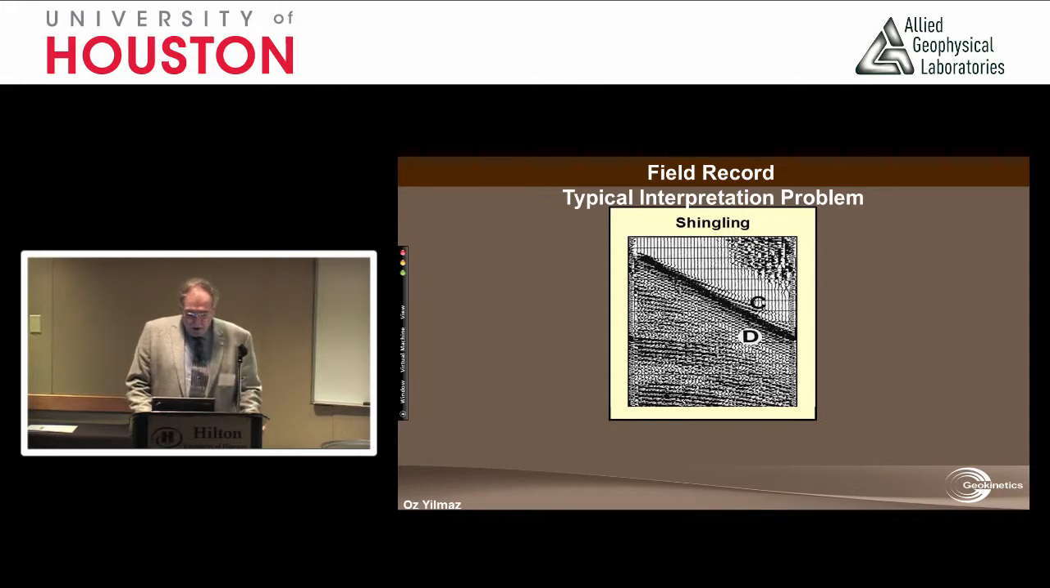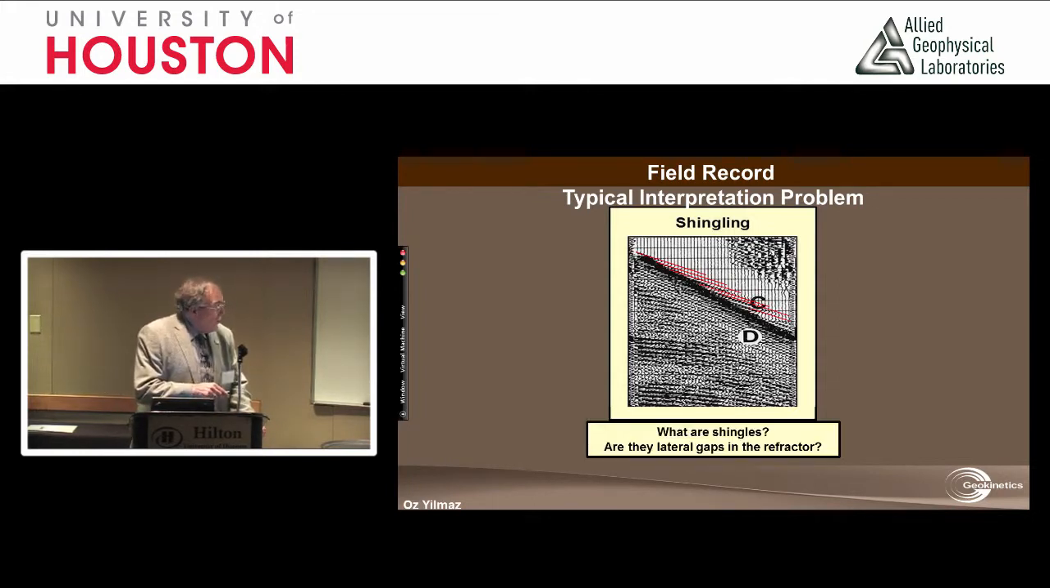What you see there are what they call shingles. Now, what are those shingles? Are they lateral gaps in a refractor? How are they generated? Do you have to have a very different type of media, maybe a couple of low velocities with higher velocities in between?